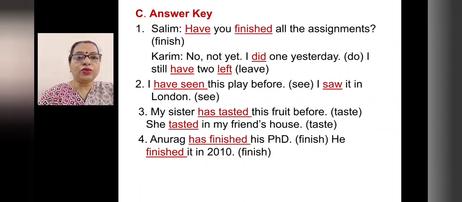Salim, have you finished all the assignments? So Karim, what will come here? I did one yesterday. Do is given, so past tense. I still have two left. Present perfect. Here I have seen this play before. I saw it in London. Past tense. My sister has tasted this fruit before. She tasted in my friend's house. Anurag has finished his PhD. He finished it in 2010.